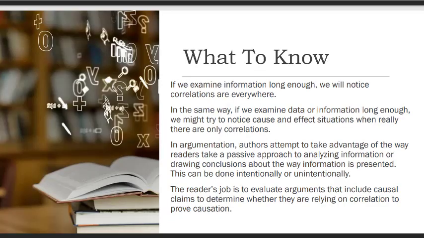As I said before, correlations are in fact everywhere, right? We examine data or information long enough, we might also want to say that, well, I can determine what the cause is of something if I just look hard enough. But in argumentation, authors attempt to take advantage of the way readers approach information. So often we might find ourselves taking a very passive approach. Like I said, in the example before, if I say I have a headache or abdominal pain, I might be passive about it and just associate it with a particular cause instead of, number one, going to the doctor, or number two, making sure to get blood work or whatever the case might be in order to address the actual cause of it rather than just addressing the symptoms of it or alleviating the symptoms for that matter temporarily, like with ibuprofen or other pharmaceutical drugs.